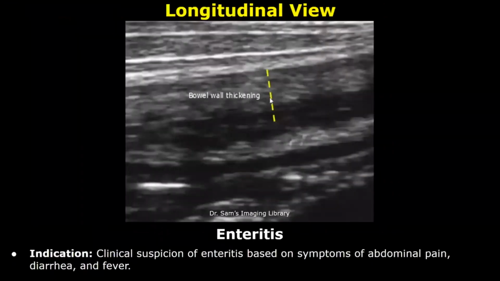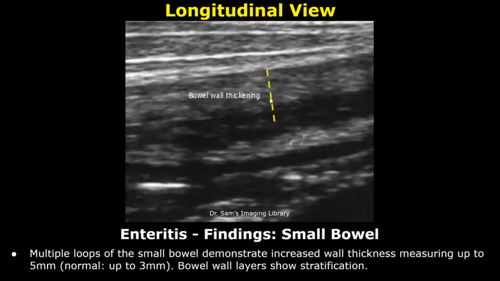This is a case of enteritis. Clinical indications are clinical suspicion of enteritis based on symptoms of abdominal pain, diarrhea, and fever. These are the findings. Multiple loops of the small bowel demonstrate increased wall thickness, measuring up to 5 millimeters. The normal range is up to 3 millimeters. Bowel wall layers show stratification.